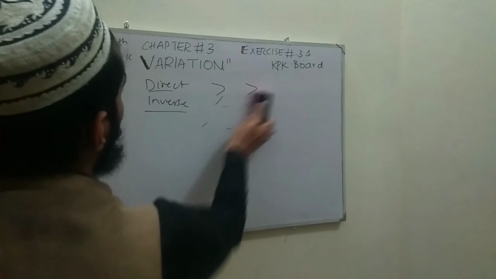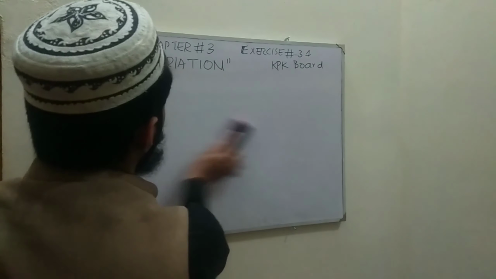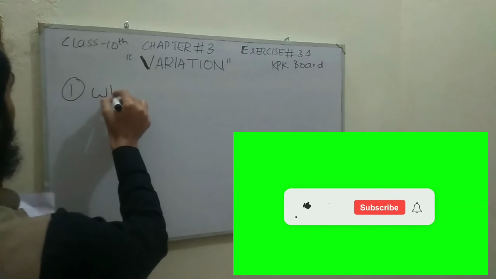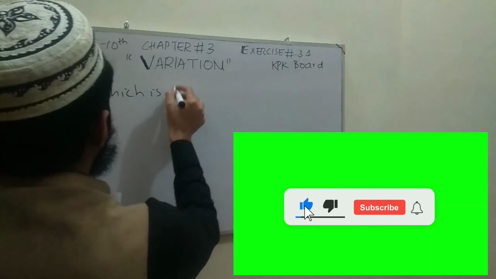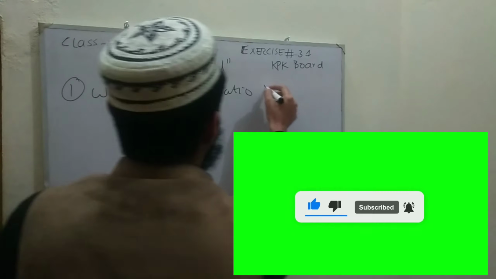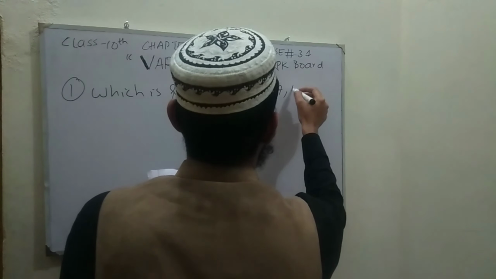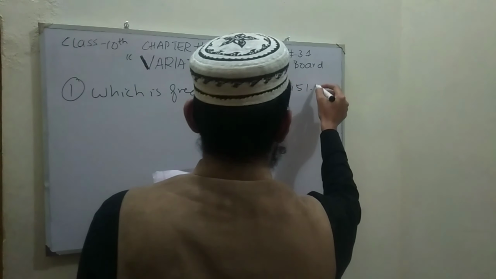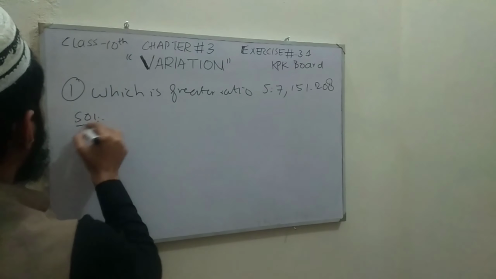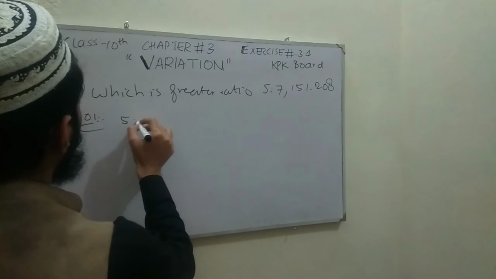So we are going to start exercise number 3.1. Question number 1 asks which is the greater ratio: 5:7 or the second ratio, 151:208. Solution. Taking the first ratio, 5:7.